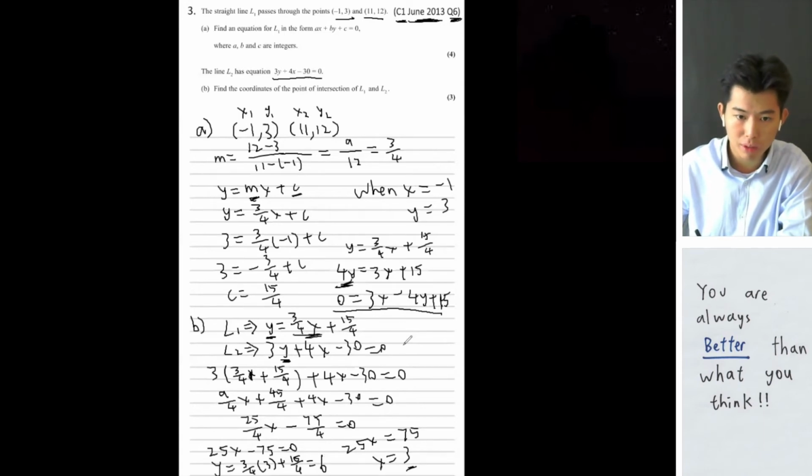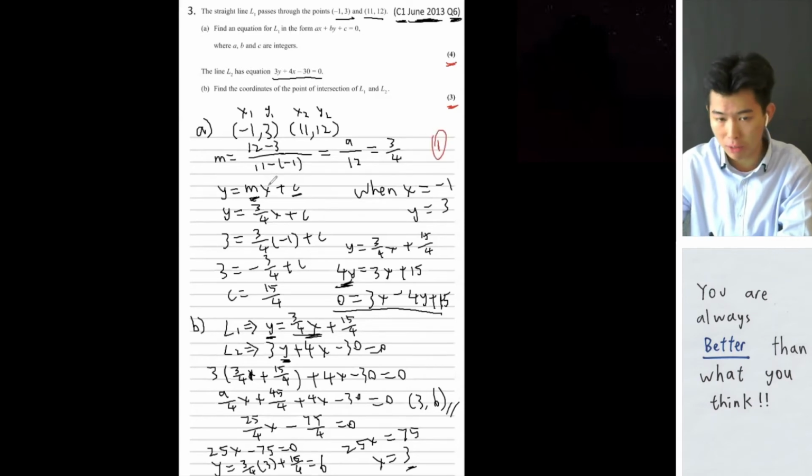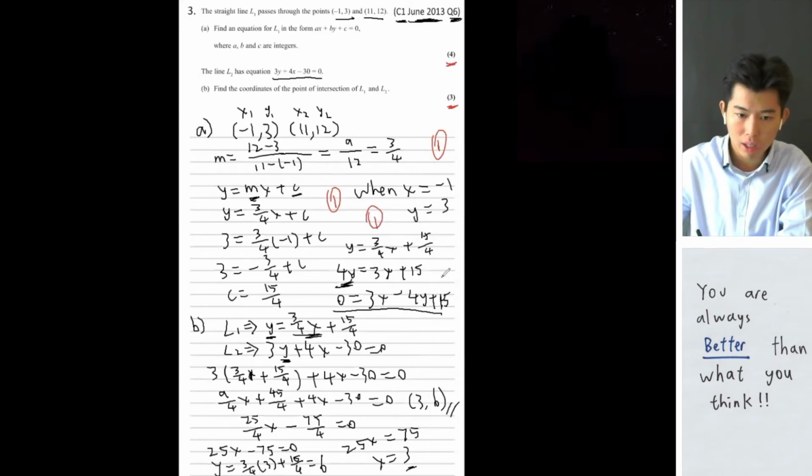So the point would be 3 and 6. So 4 marks for part A and 3 marks for part B. And I guess 1 mark is for the method for getting the gradient first. 1 mark is for y equals mx plus c, also method. 1 mark is for working, and I guess 1 mark is for the final correct answer.